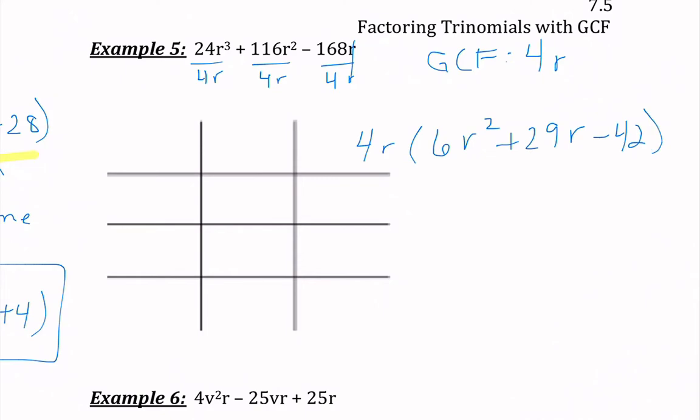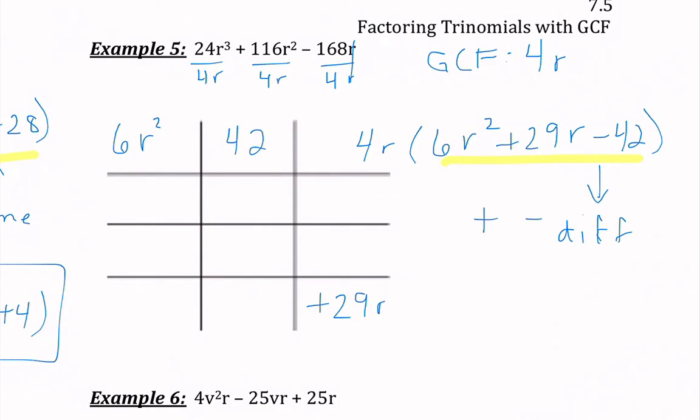So this is the piece that I'm going to have to tic-tac-toe. I look at my last sign. It's a minus sign, which tells me that the signs will be different. I'm going to have one positive and one negative over here. So I'm going to put my first term in the first box, my last term in the box beside that. My middle term, including the sign, goes in my bottom box. And let's find our factors.